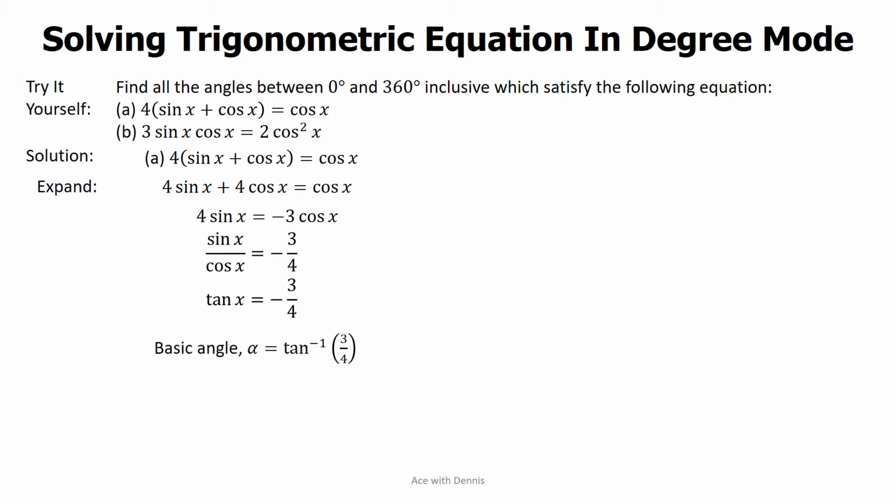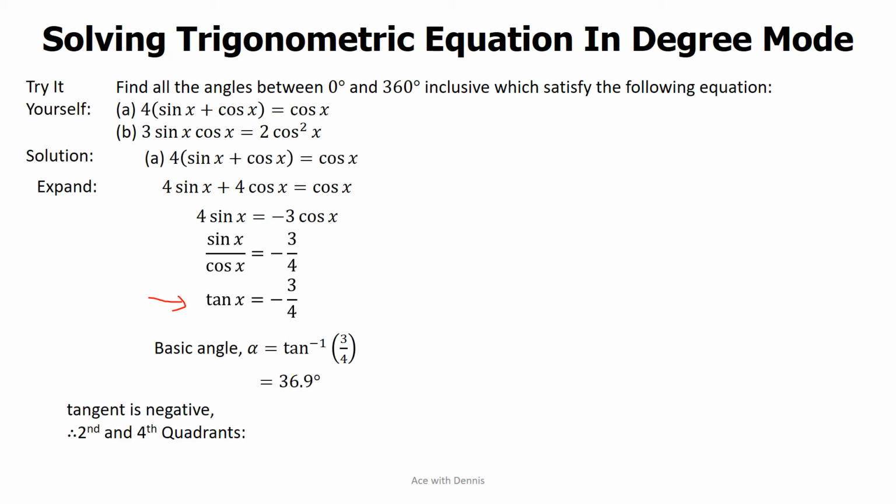Okay, so we have actually come to the simple trigonometric equation, right? Tangent x equals negative 3 over 4. So we can follow the simple steps, right? First step is to find the best angle. Alpha equals inverse of tangent 3 over 4. And we get 36.9 degrees.